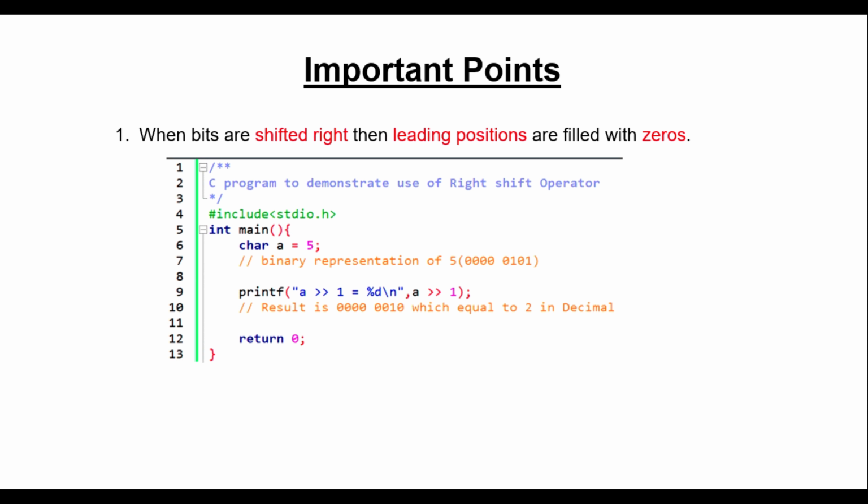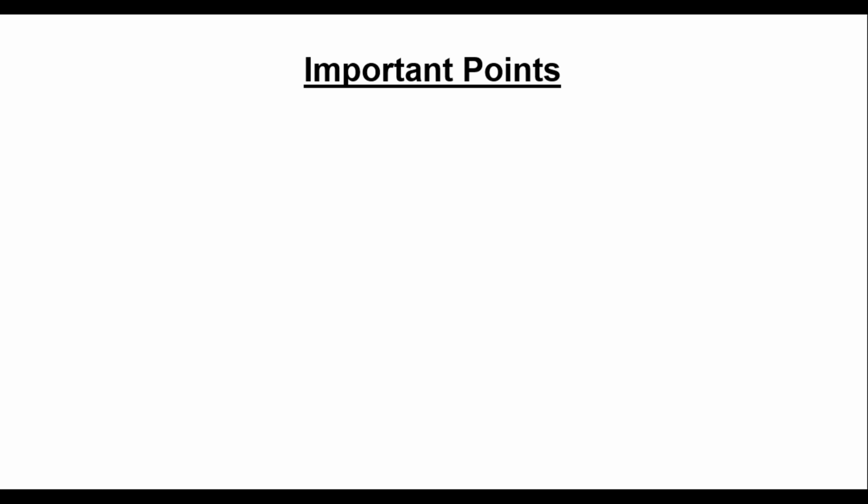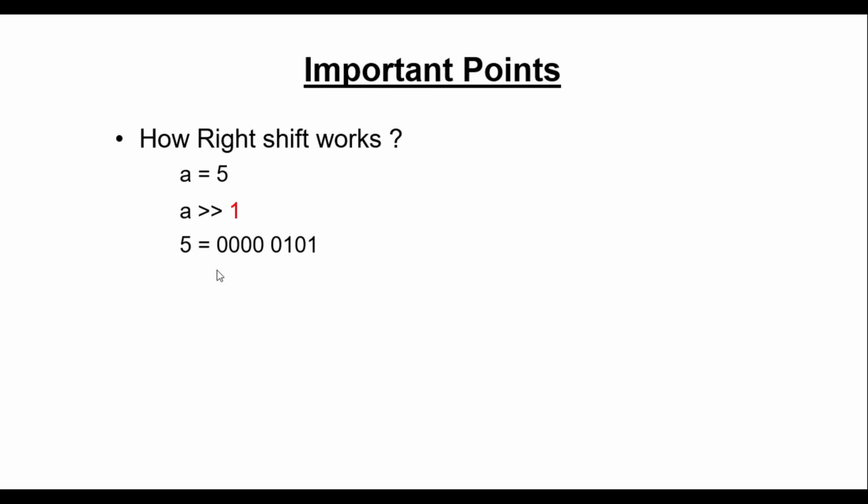Now, what would be the output of this particular program? We first need to understand how the RightShift operator works. Here we have variable a with value 5. This is the left operand of the RightShift operator and this is the right operand. The binary representation of 5 is 0, 0, 0, 0, 1, 0, 1. Now, the right operand decides the number of places to shift. Here the value is 1, so it will shift the bits of this number right by one position. After the right shifting, the result will look like this.